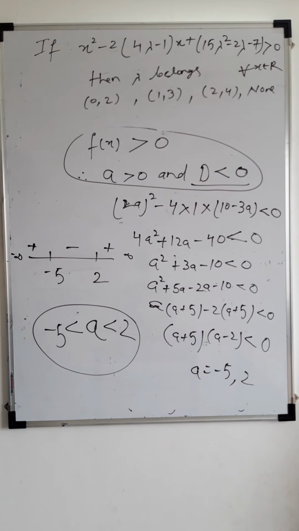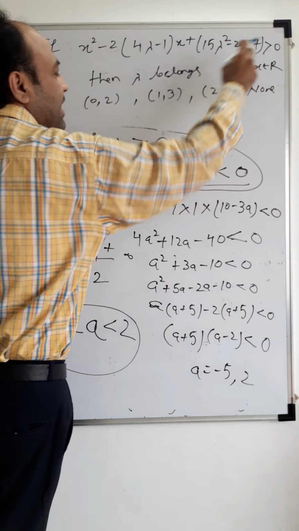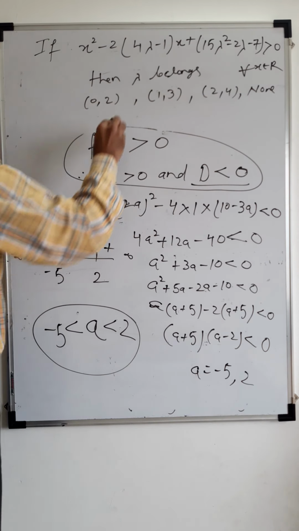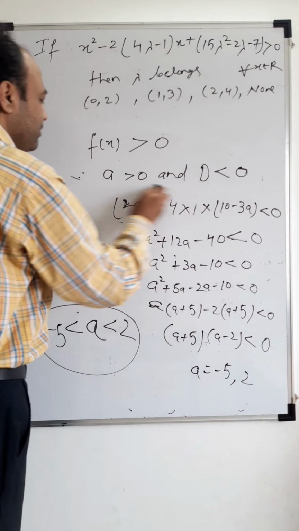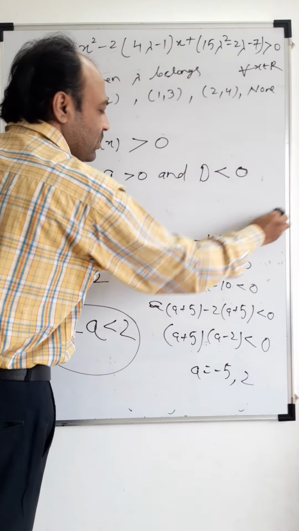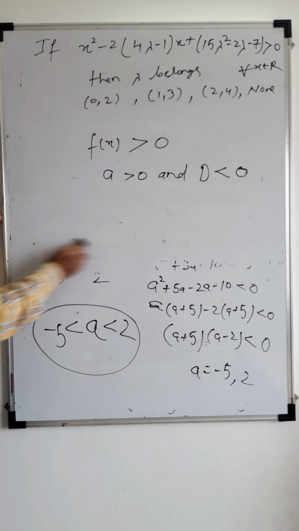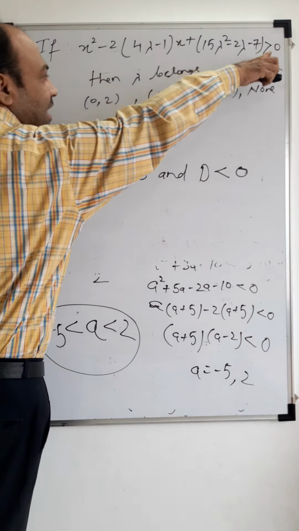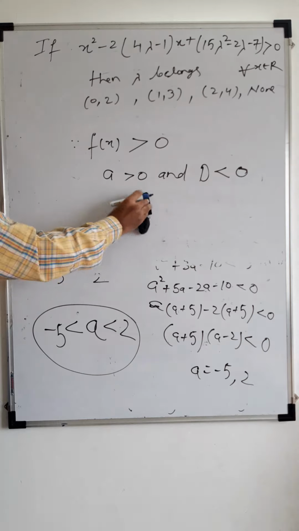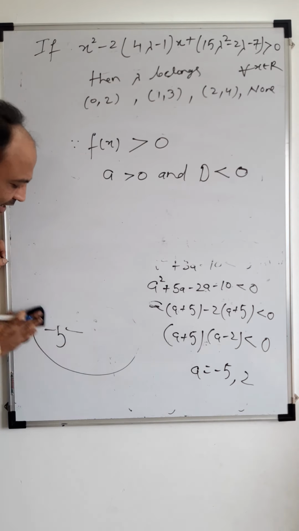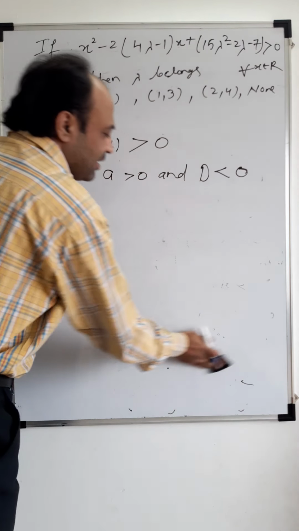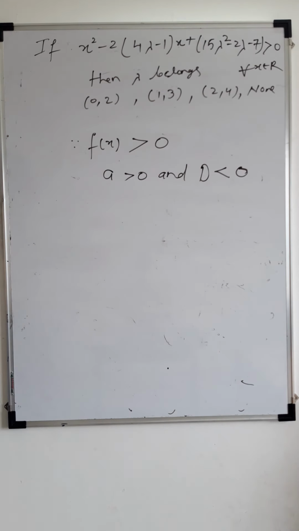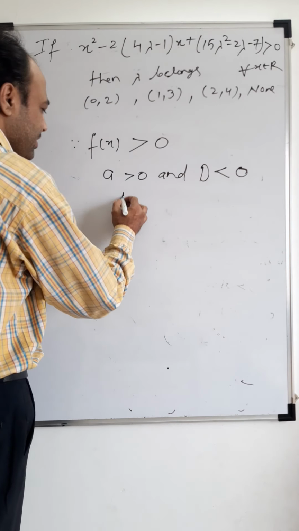Okay? So again here, this f(x) is greater than 0. So what will happen when f(x) is greater than 0? We know a greater than 0 and D less than 0. Fine? So like in the previous sum, the same you have to do here also, and carefully simplify the expression. Okay? So now we'll take D less than 0 first.